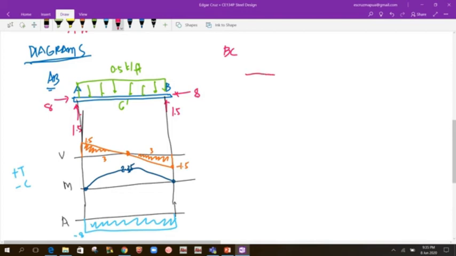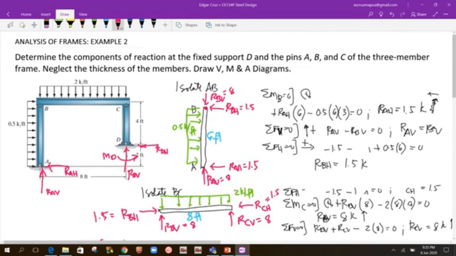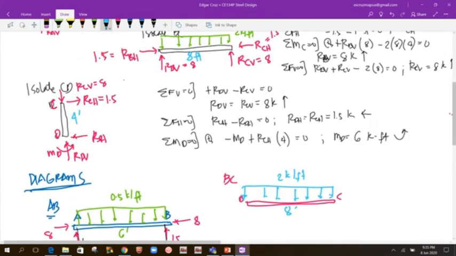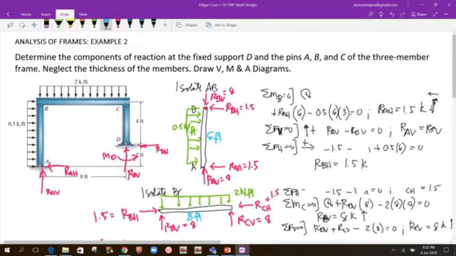Okay, for member BC naman, ito si B, ito si C. Di ba ito yung horizontal member natin na 8 feet, tapos may uniform load siya rito na 2 kip per foot, tapos 8 feet yung length niya. For member BC, these are hinged din.